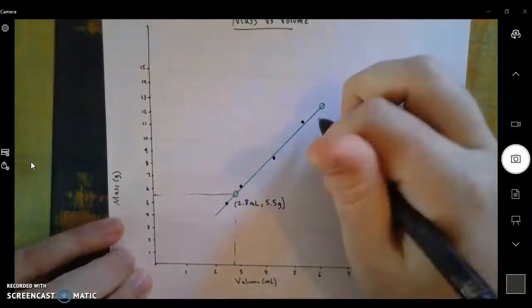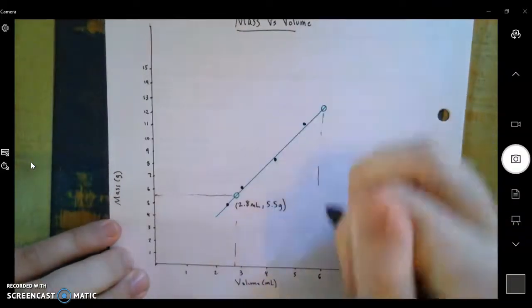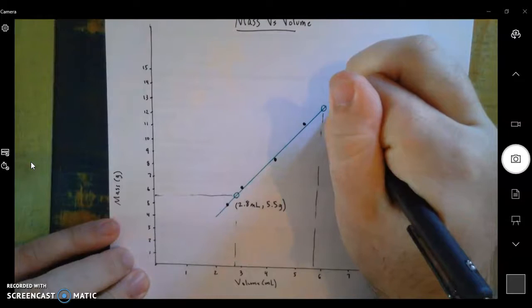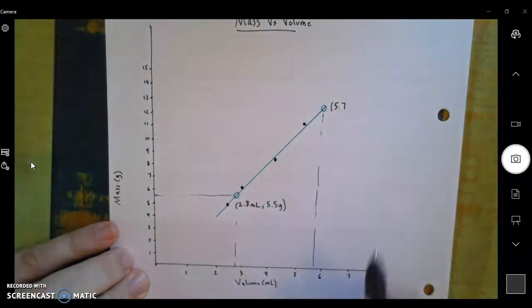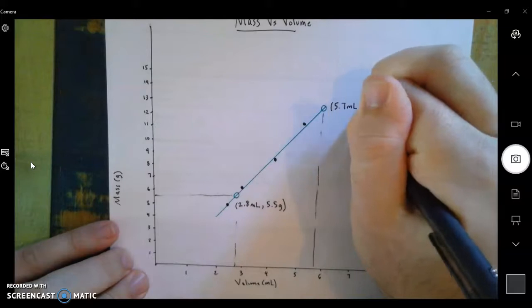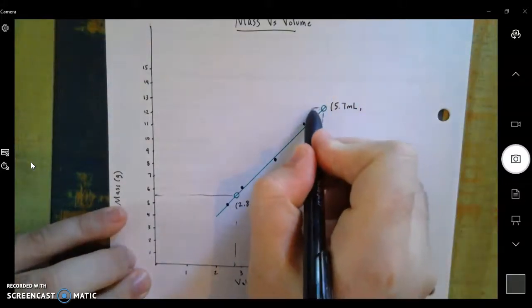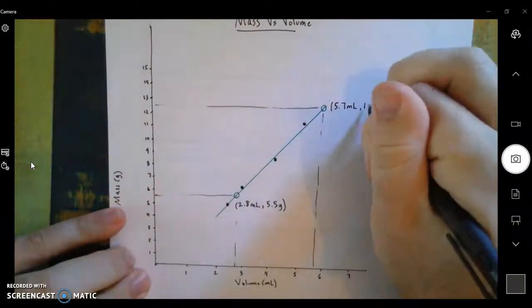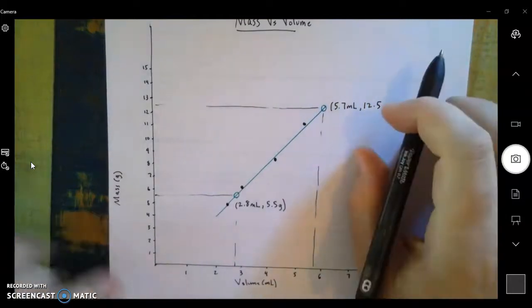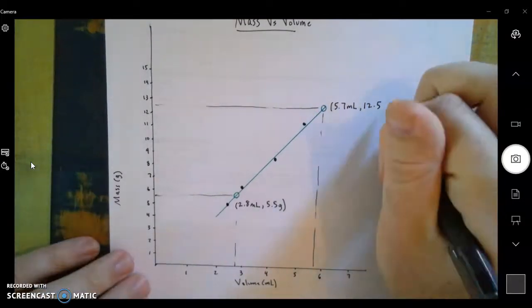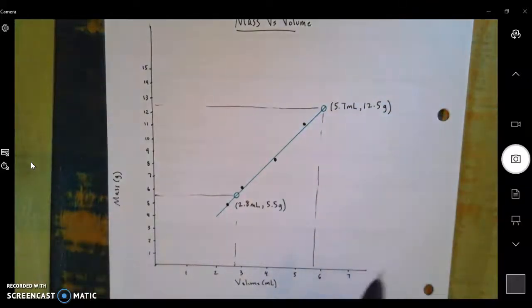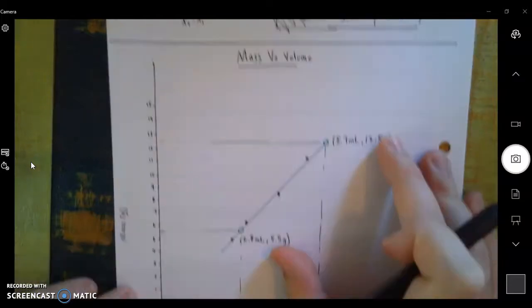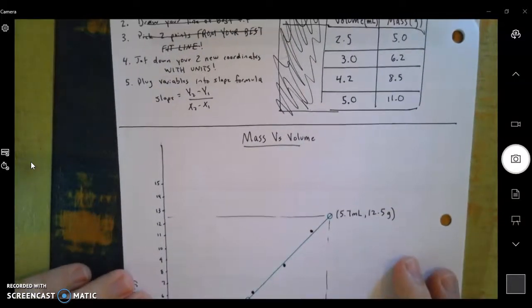So, my x, all right, we'll have to take it all the way down. I have 5.7. My units here would be milliliters. And up top, if I take this across the whole way, I would end up with 12.5, and my units would be grams. Good, so now I have my 2 points plotted. And so I can cross that off my list. I only have one more step to go.